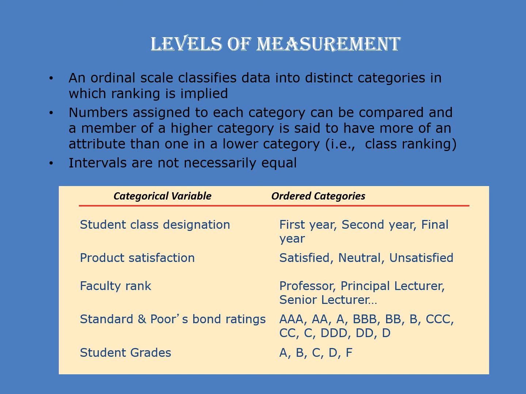But for example, as a categorical variable, you can have student class designation, and then you can have ordered categories. You could be, for example, first year, second year, final year. Then there could be faculty rank or faculty order under a categorical variable, and this could be, for example, professor, principal lecturer, senior lecturer, etc.